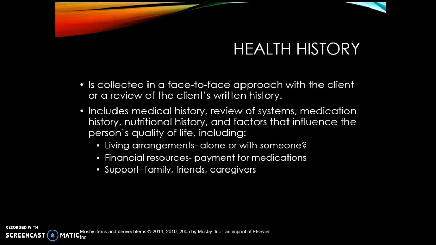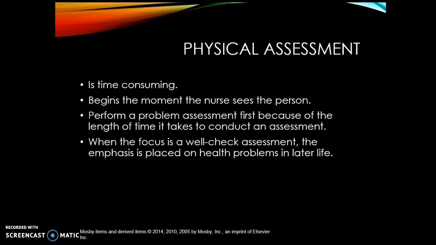Health history is collected in a face-to-face approach with the client or a review of the client's written history. Includes medical history, review of systems, medication history, nutritional history, and factors that influence a person's quality of life, including living arrangements. So does a person live alone, or do they live with someone else, or what is their living situation? Their financial resources, like we want to look at what their payment for medications is, and other healthcare access if they have a lot of out-of-pocket expense. And what kind of support systems do they have from family, friends, caregivers, etc. This is part of the health history that we want to take from the patient.